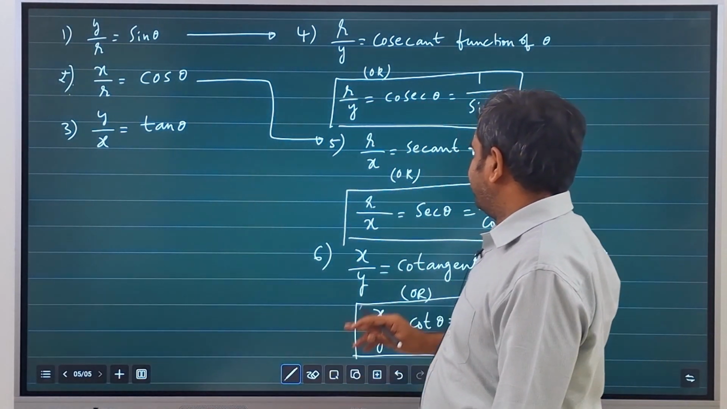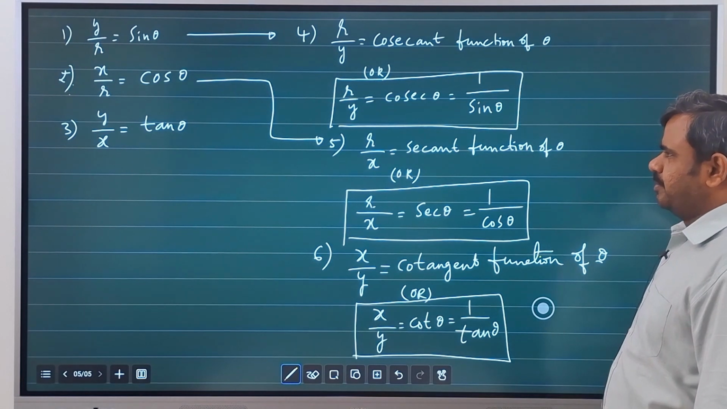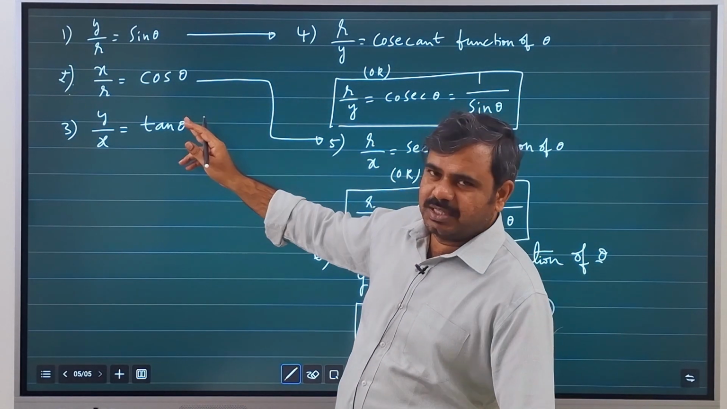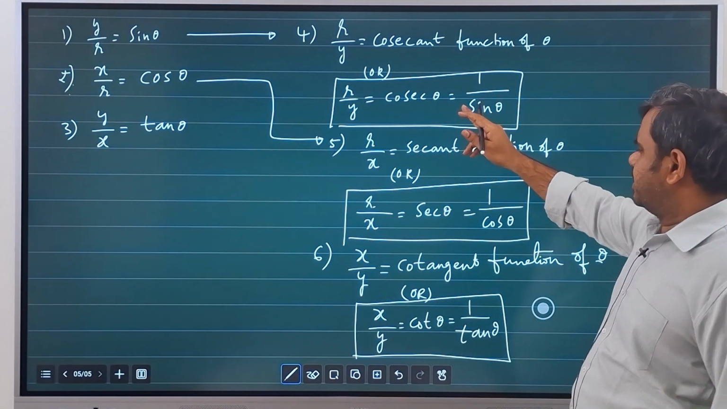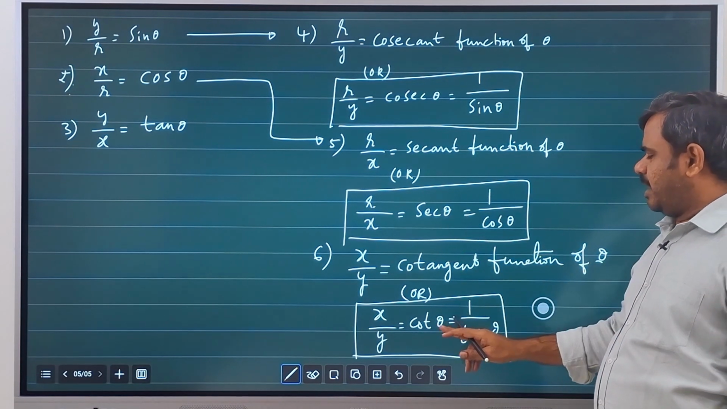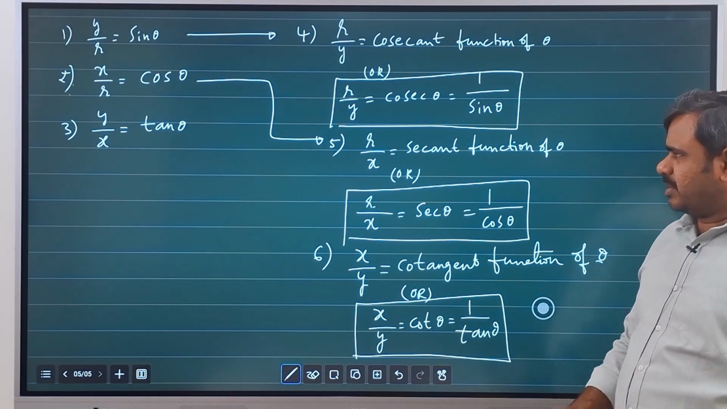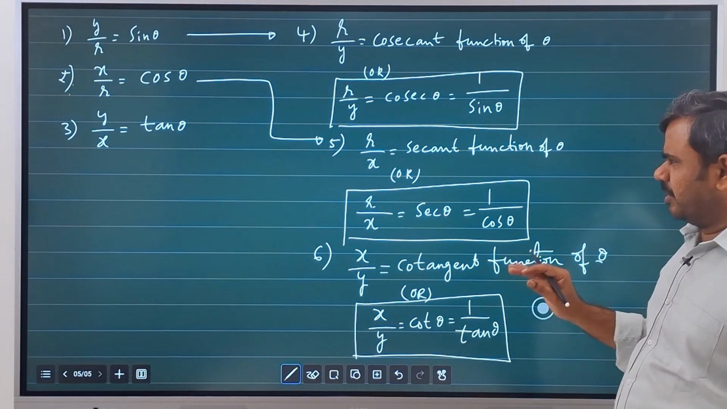So we have a total of 6 trigonometric ratios here: sine theta, cos theta, tan theta, cosecant theta, secant theta, and cot theta. These are the 6 trigonometric ratios that we are going to study.